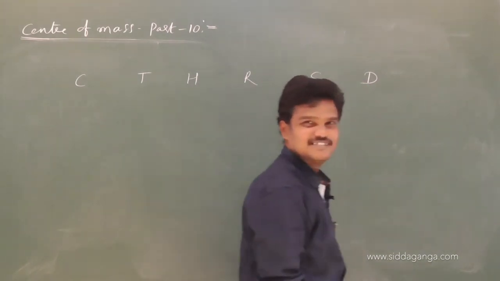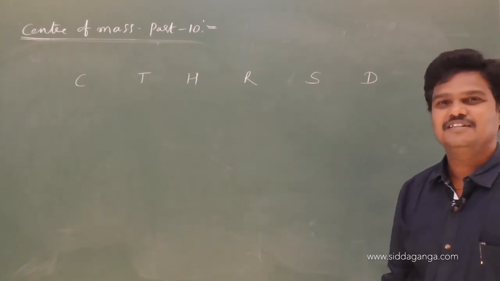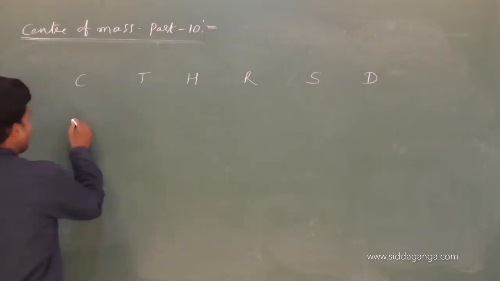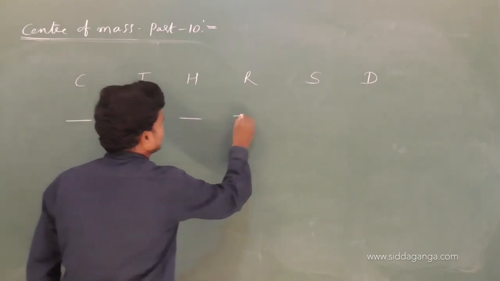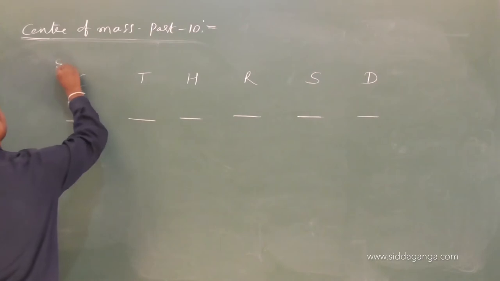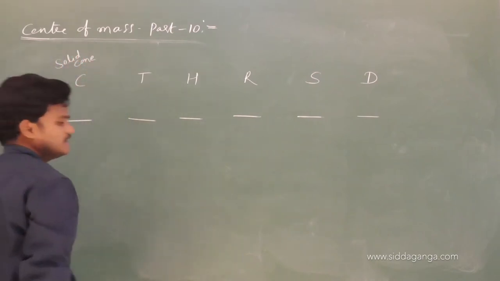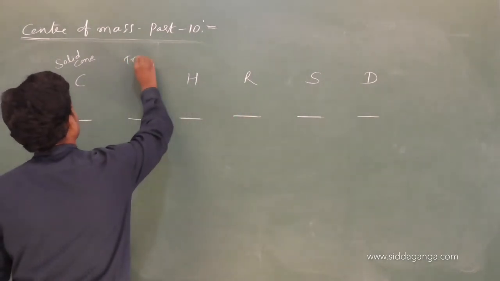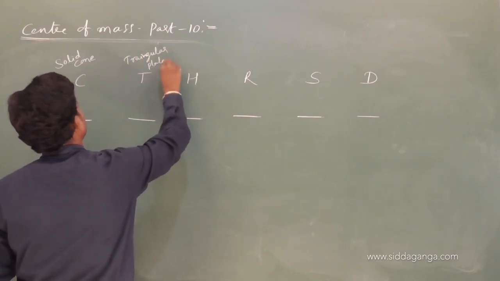What is all this? C T H R S D. Okay, wait a minute. Now let me give the names. C is solid cone. Keep in mind, for solid cone. T is triangular plate.